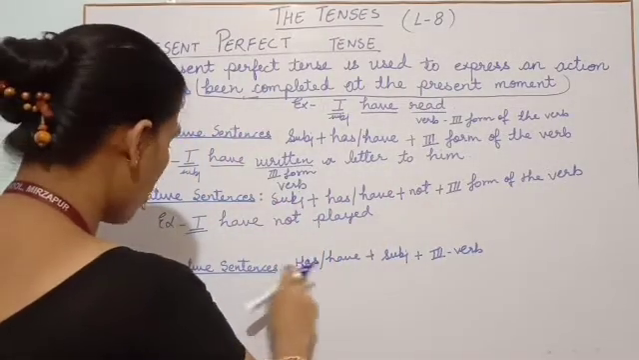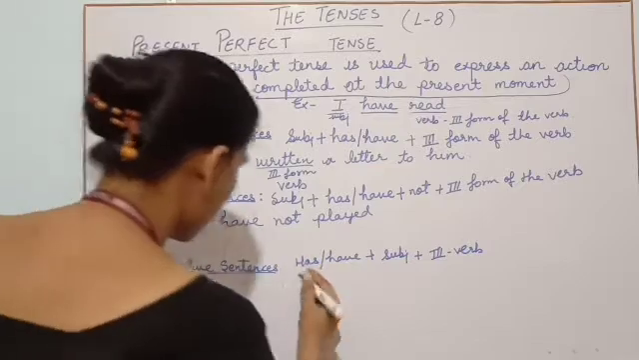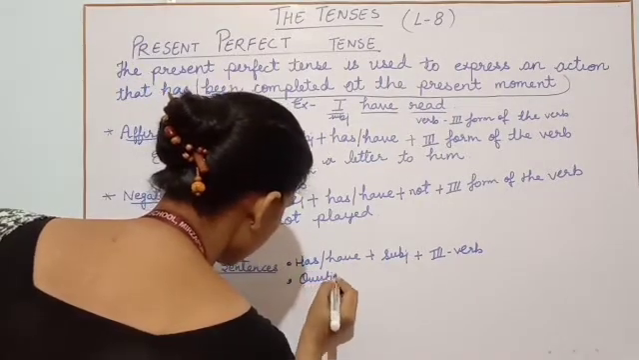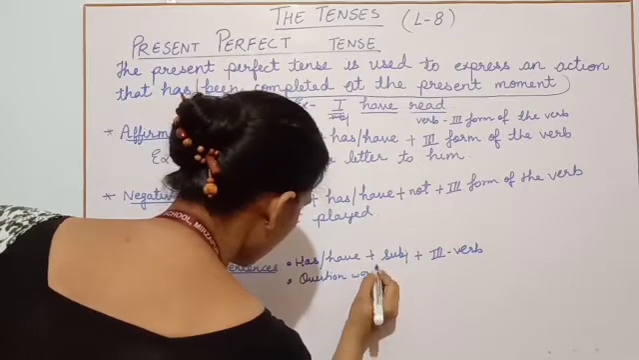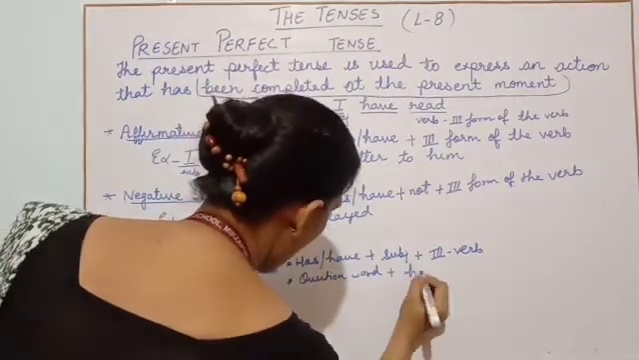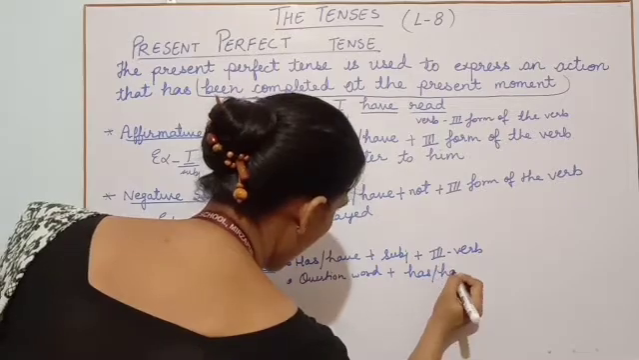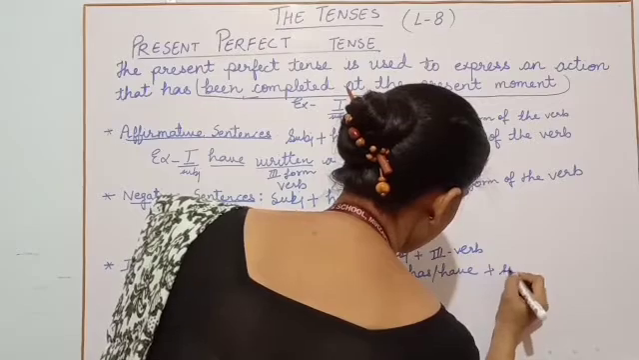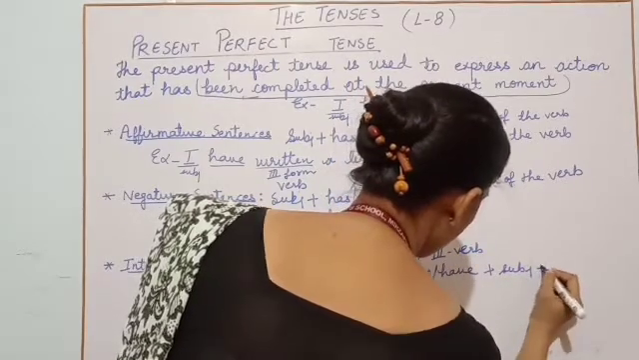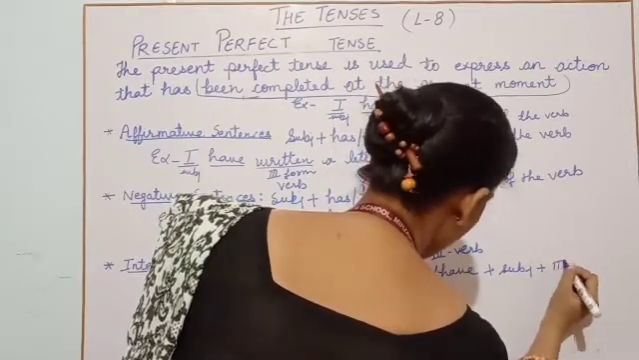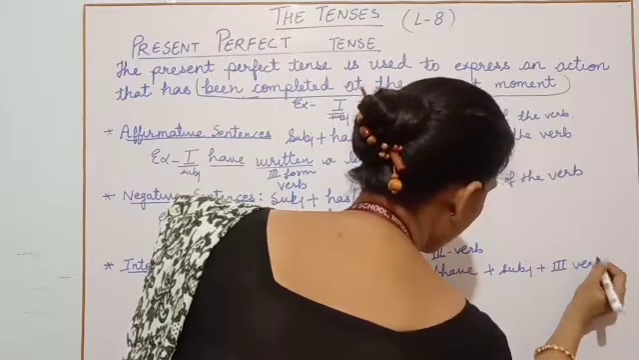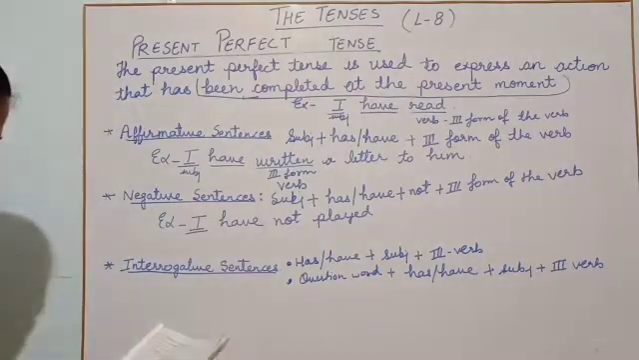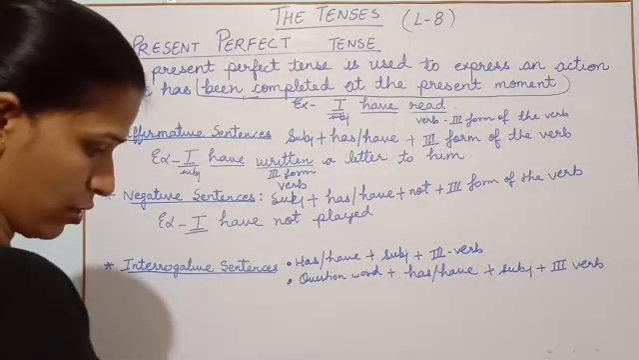This is one type of interrogative sentence we can write. Next one is question word plus has or have. Then we have subject. Then we have third form of the verb. Is it fine? Now let's have one example from the book.